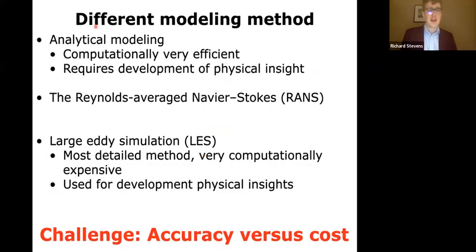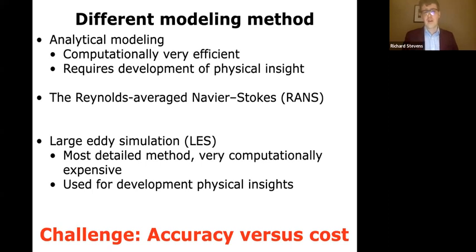So the large range of length and time scales also means that you want to have different modeling approaches, and the different modeling approaches are roughly indicated over here. So yes, analytical modeling approaches, which are computationally very efficient, and they require the development of physical insight in order to develop these methods.